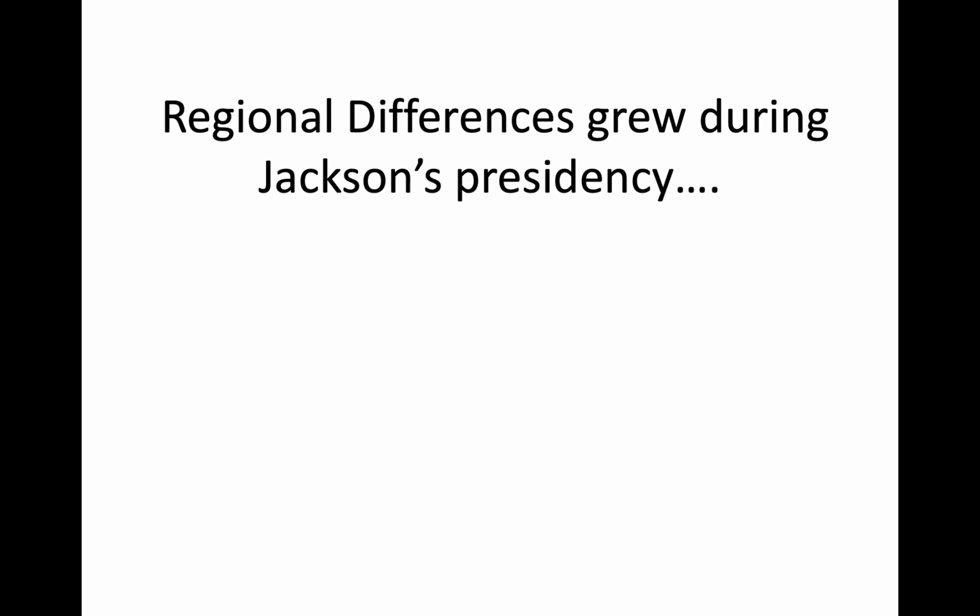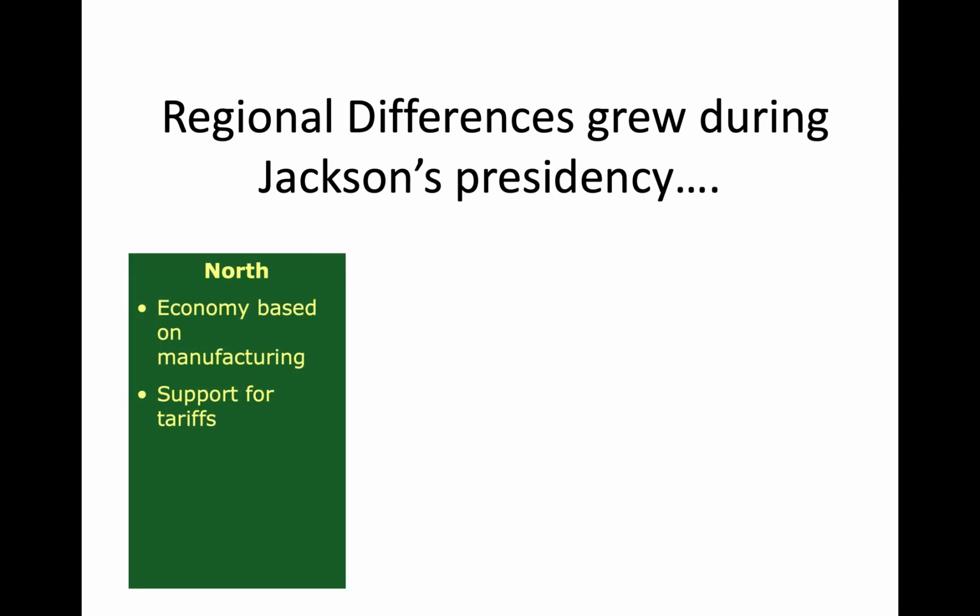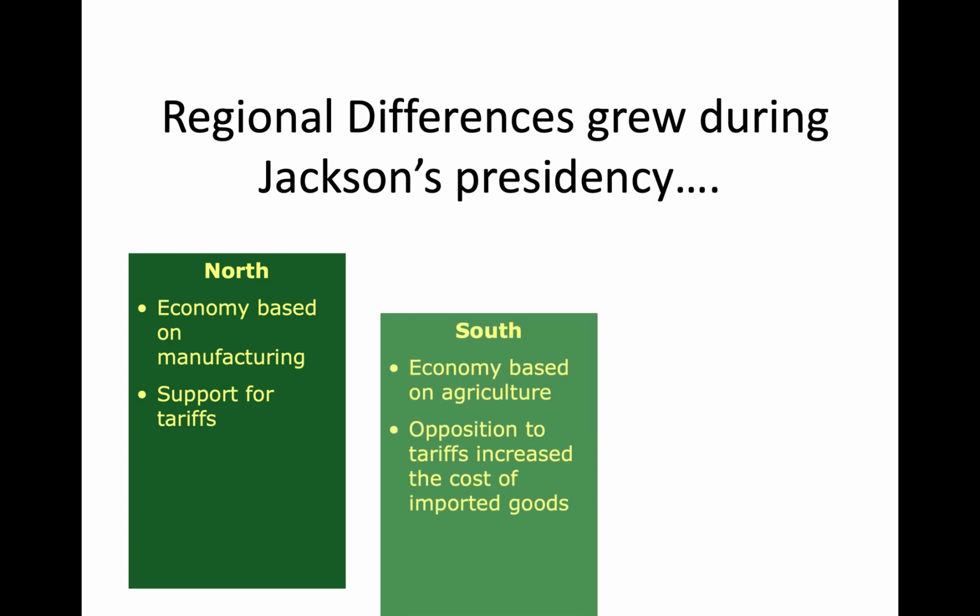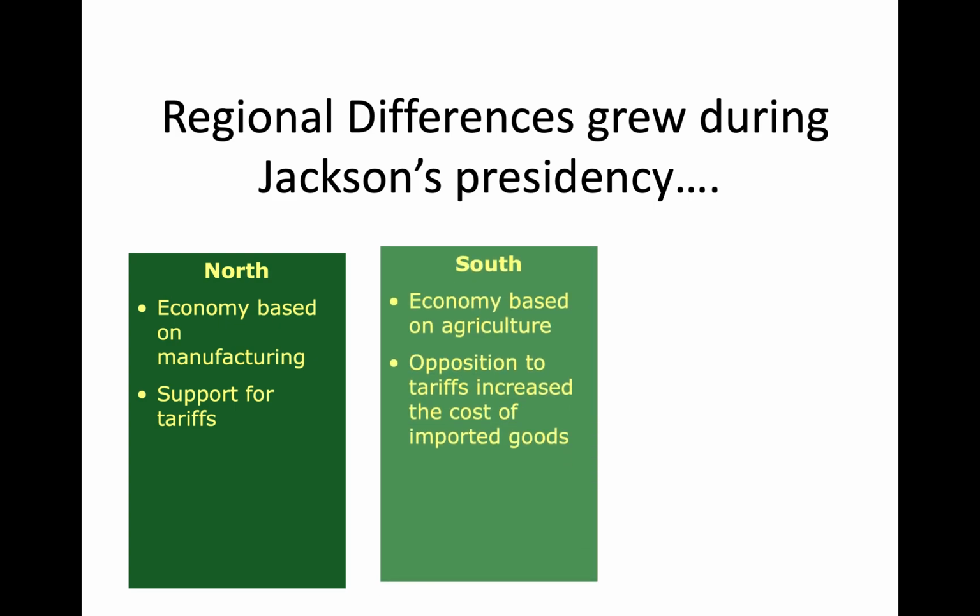But regional differences grew during Jackson's presidency. Here we go. The North's economy was based on manufacturing and supported tariffs. Now, tariffs are going to be the tax coming from imports from other countries. The South, its economy was based on agriculture, so farming and just working off the land. Opposition to tariffs increased the cost of imported goods, so that would not do well in their favor.